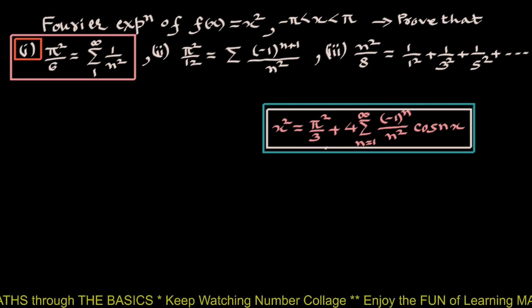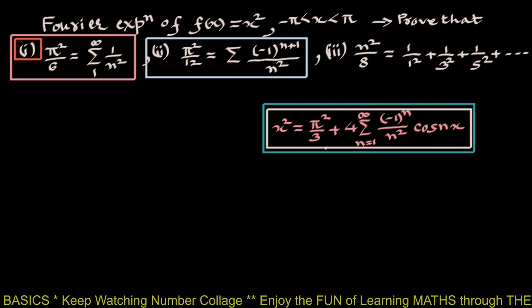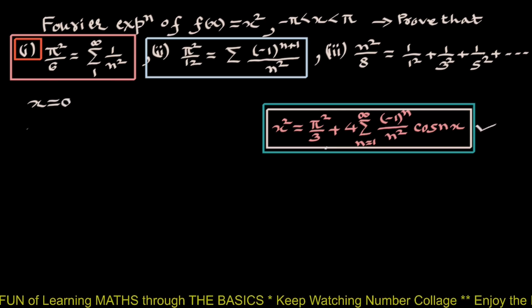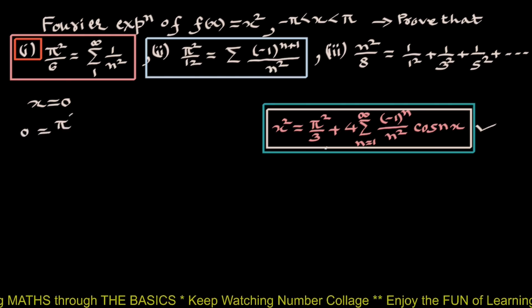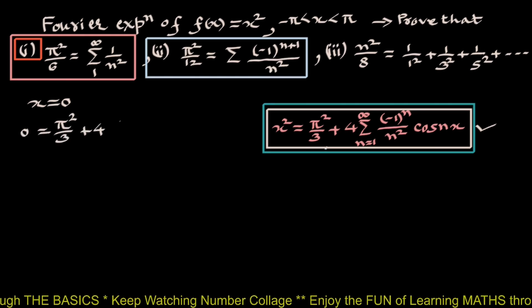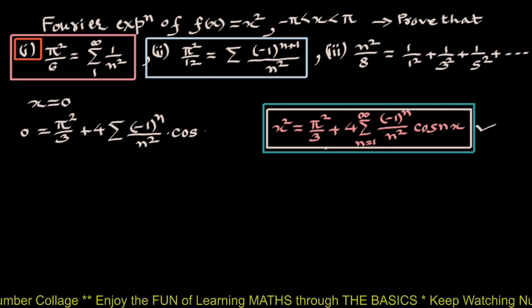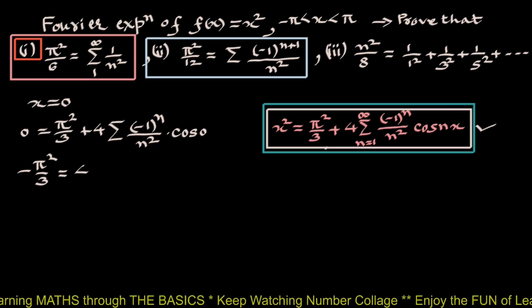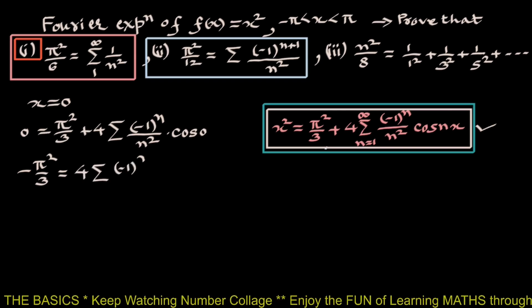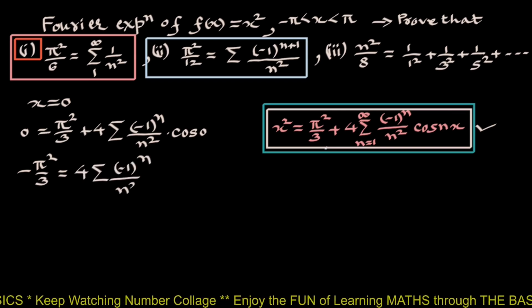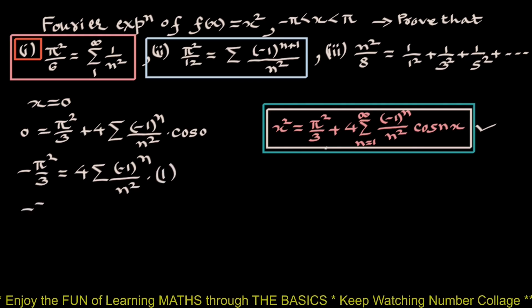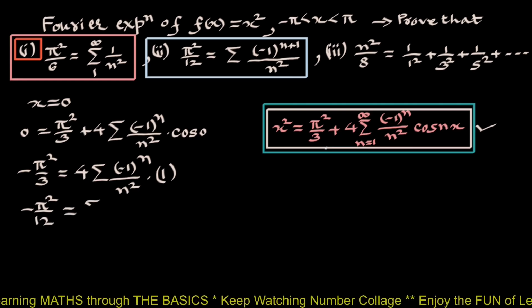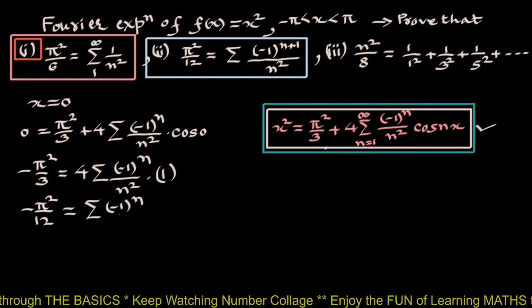For the deduction of this second result, we will substitute x equals 0 in this Fourier expansion of x square. So it will be 0 equals pi square upon 3 plus 4 summation into cos 0, which is minus pi square upon 3 equals 4 summation minus 1 to the power n upon n square. Cos 0 is 1. This will be minus pi square upon 4 3s are 12 equals summation minus 1 to the power n upon n square.